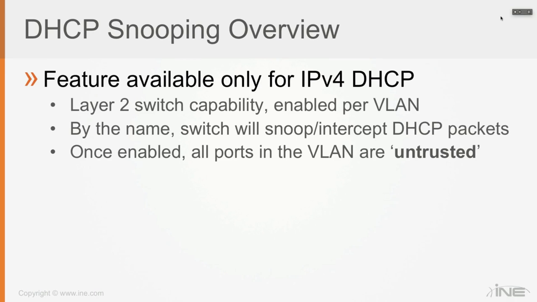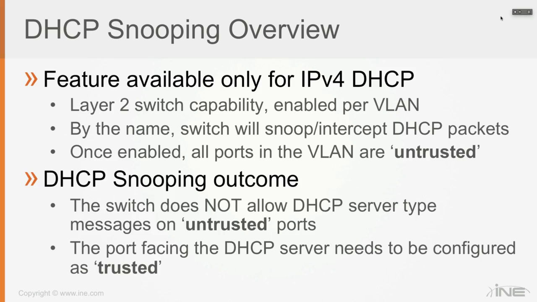So we need some kind of intelligence in there, somebody that can actually snoop, intercept, and validate DHCP packets on that VLAN. Now, once you enable DHCP snooping for a VLAN, all ports in that VLAN become untrusted from the DHCP point of view. So the outcome is that the switch for that VLAN will not allow DHCP server type messages on untrusted ports. Which means if you want DHCP to still work, you have to go on the switch, and the ports facing your legitimate DHCP server have to be configured as DHCP trusted.